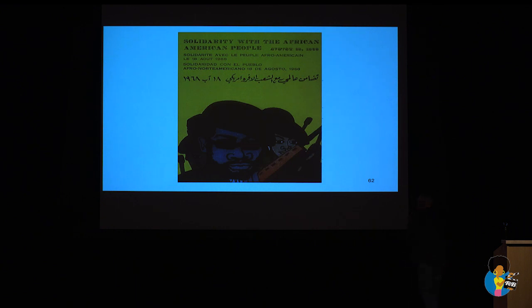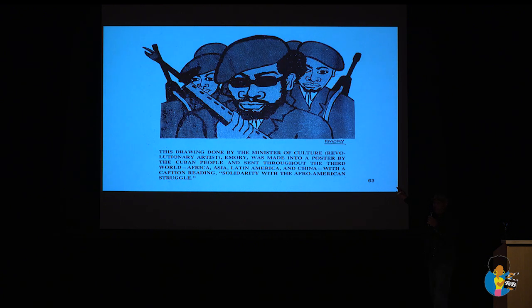Here again is another one of my images, which they did, and they said it in four languages, solidarity with the African American people, August 18th, 1968, in four different languages. Next, please. Here is the image. This is how we knew they were reading the paper, because it was a little 2x4 or 4x4 image in the interior of the paper.